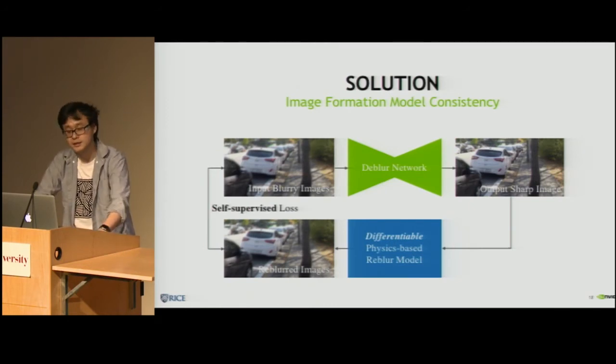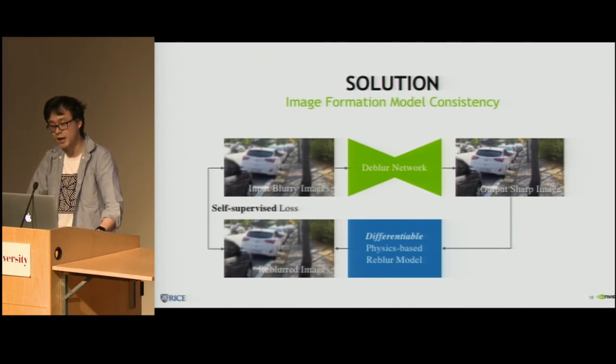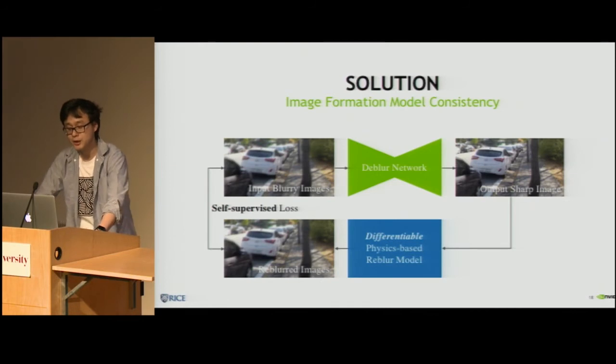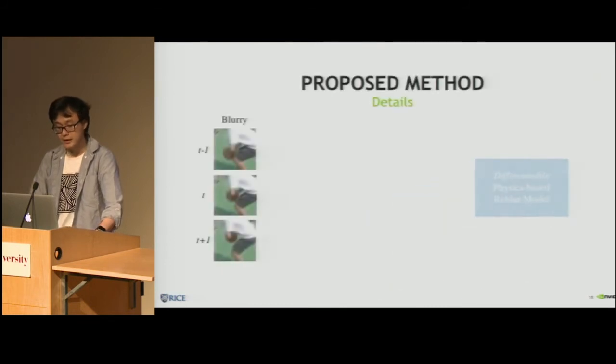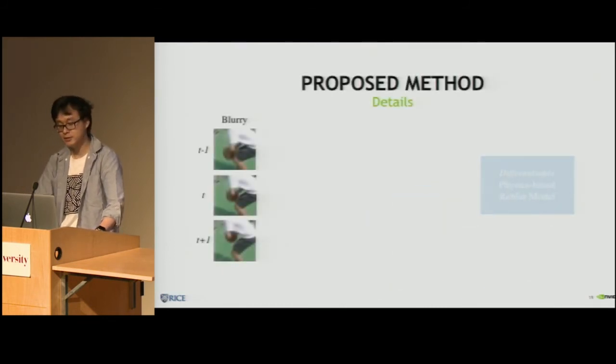And meanwhile, since such a loss function is calculated without supplying ground truth sharp image data, such a network fine-tuning procedure is therefore done through self-supervised learning.